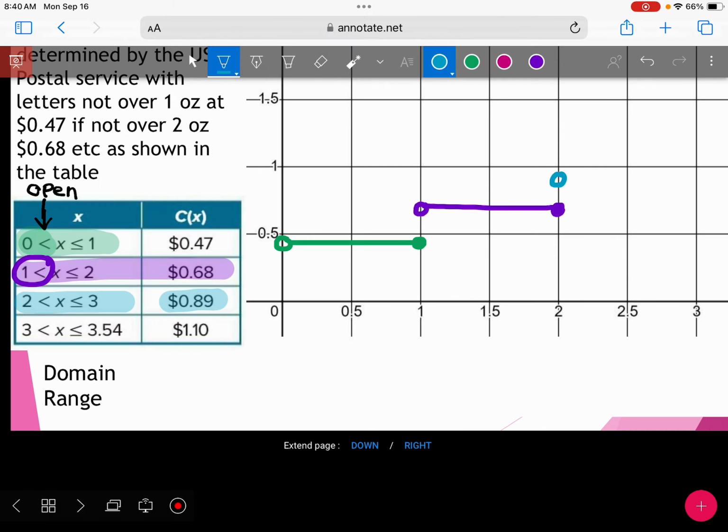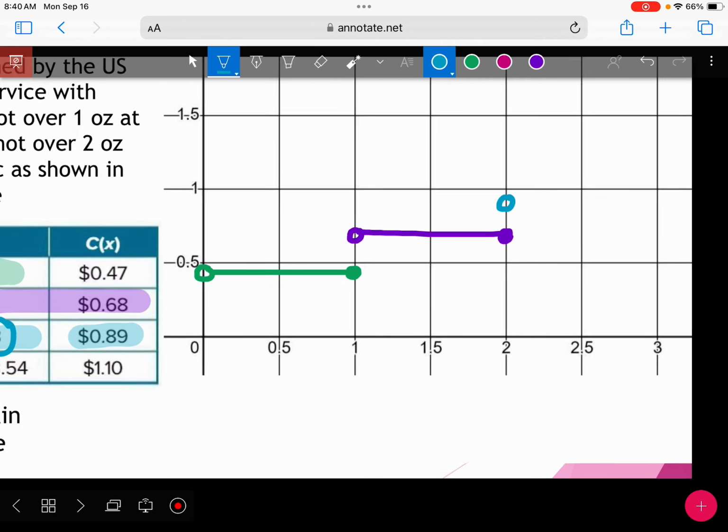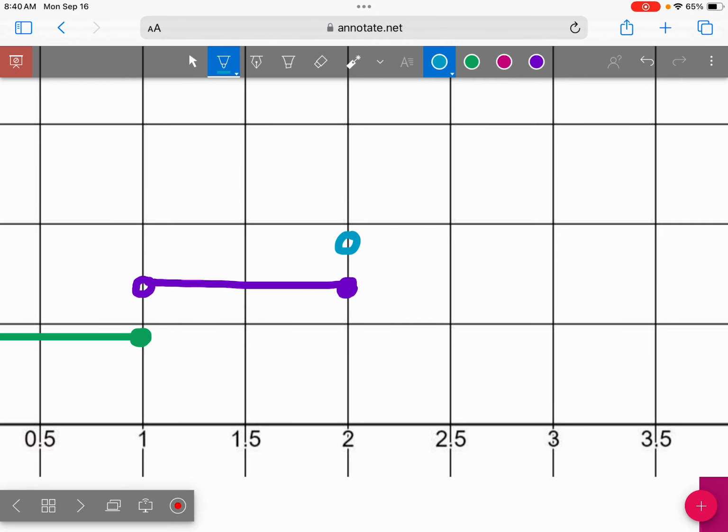So that's my open circle from here. Then we're going to find the right-hand side. If I get to exactly 3, my scale says 3. Nothing extra. I got it exactly at 3 ounces. What's it going to cost me? $1. If I am exactly at 3, 89 cents. Whether I am just barely over 2 or exactly at 3, it's still going to cost me that 89 cents.